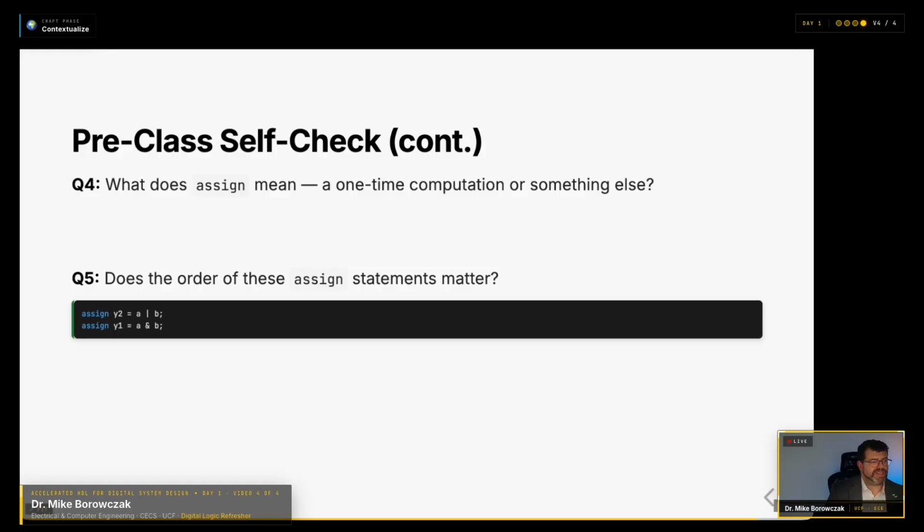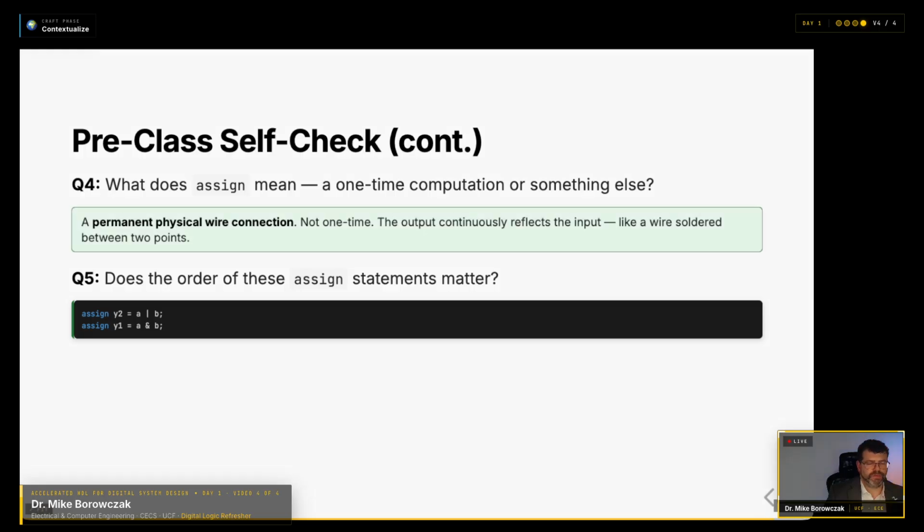All right, last two questions. What does assign mean? Is it a one-time computation? Is it something else? What is it? What meaning do you assign to the assign keyword? And question 5, does the order of these assign statements matter? I've got y2 equals a or b, and y1 equals a and b. All right, take a pause here, see if you can answer both of these.